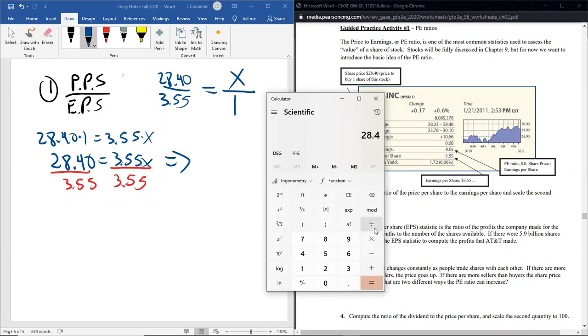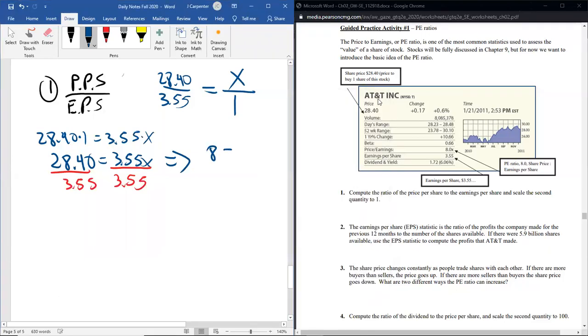28.4 divided by 3.55, and we get 8. So 8 is equal to x. What is x? X is the ratio of the price per share to the earnings per share. The price to earnings.